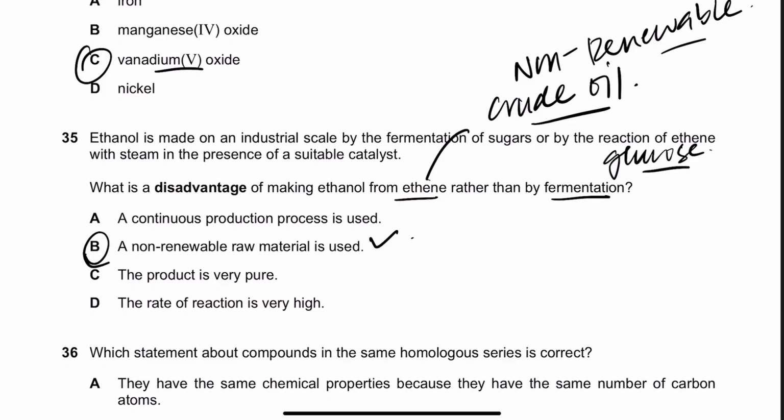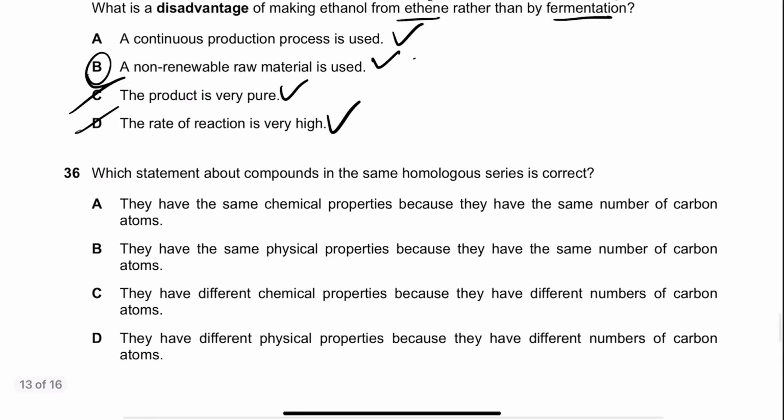B is an answer. The product is very pure, that should have been an advantage. The rate of reaction is very high, that should also have been an advantage. So B is the only disadvantage.